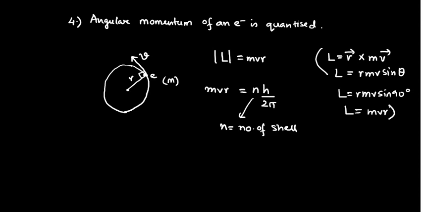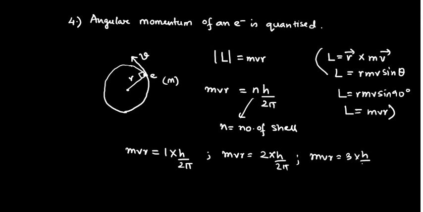So, if an electron is in the first shell, then its mvr is equal to 1 into h by 2 pi. If an electron is in the second shell, its mvr is equal to 2 into h by 2 pi. If it's in the third shell, mvr is equal to 3 into h by 2 pi. That means the angular momentum of an electron cannot take any value, but it must be an integral multiple of h by 2 pi. So, angular momentum is not allowed to take any value. Again, I am repeating, it can only have some specific values. That means angular momentum is quantized. So, this is all about the postulates of Bohr.